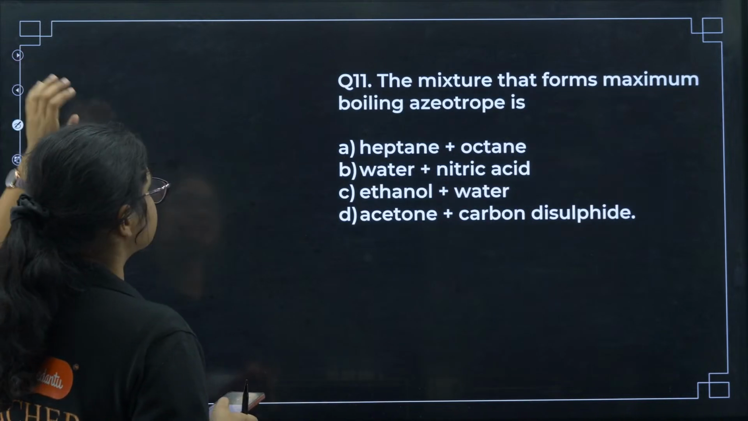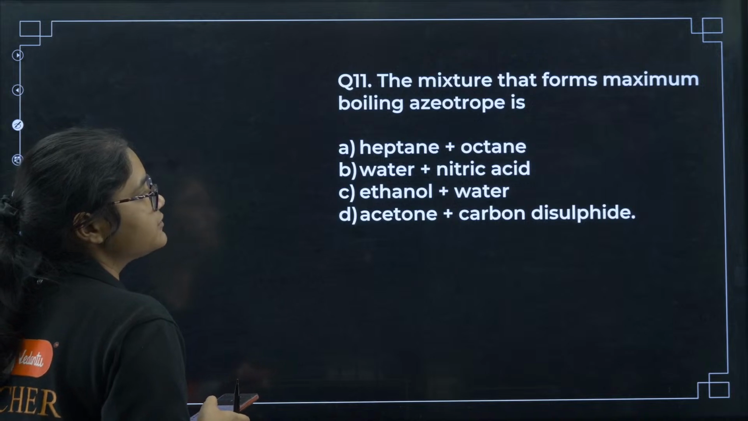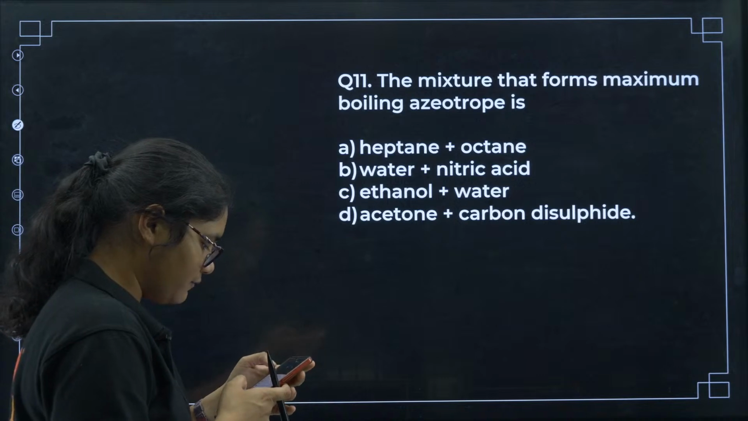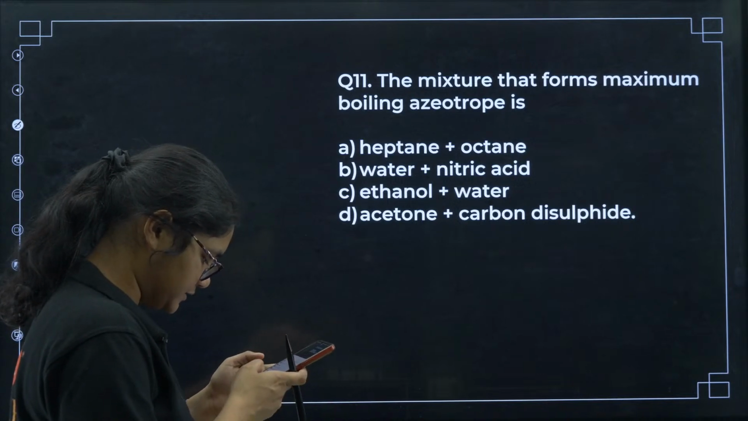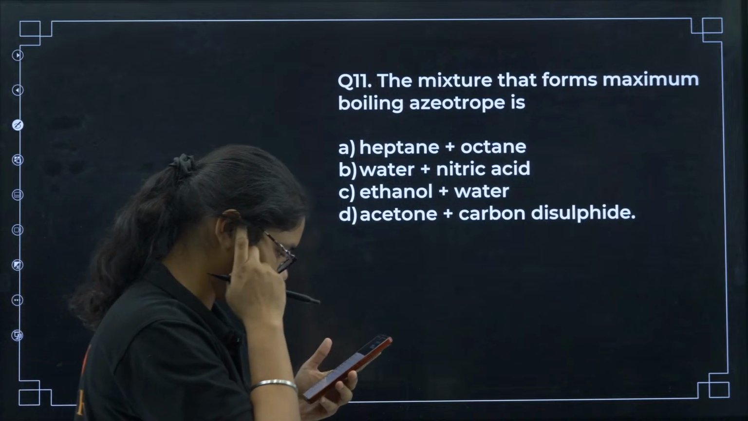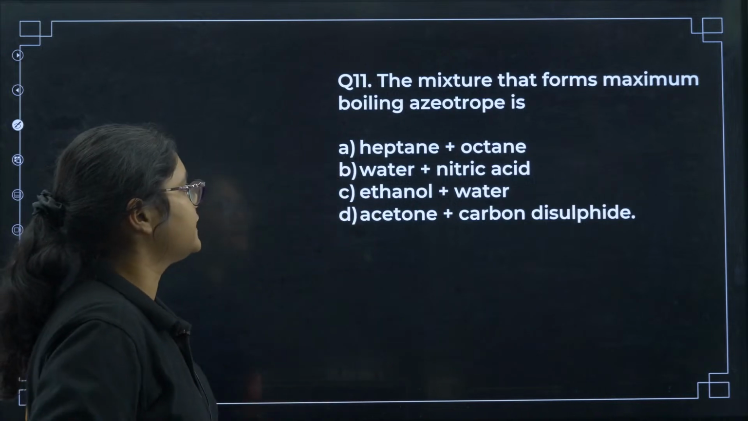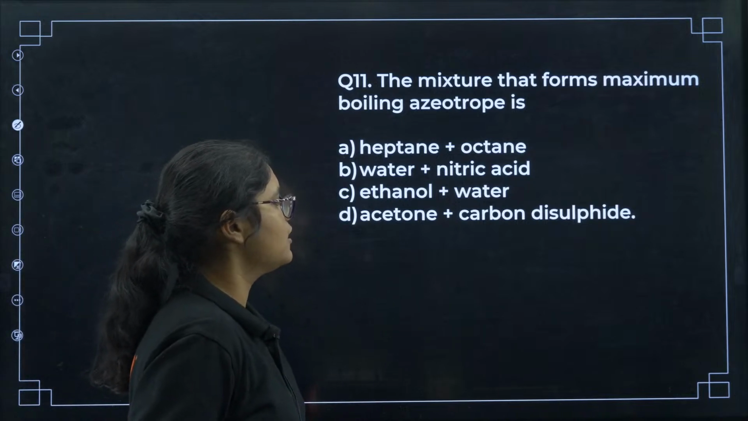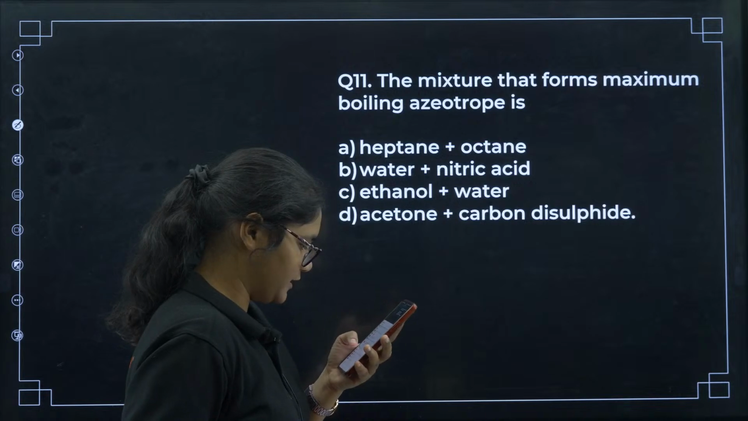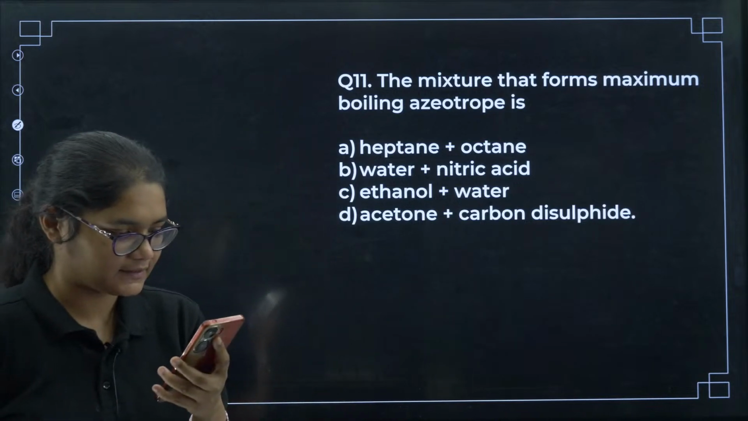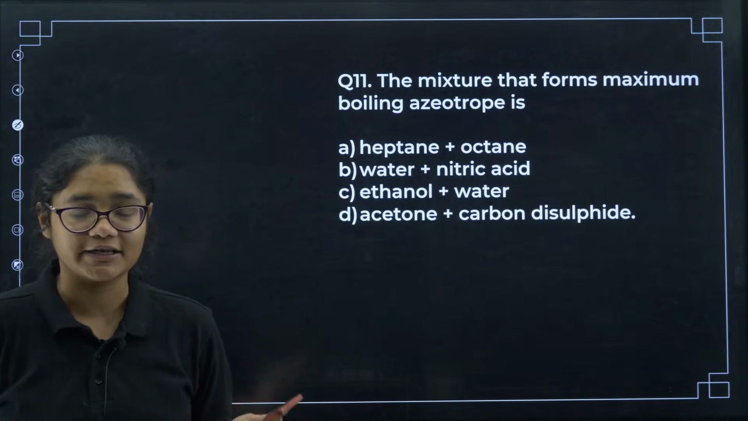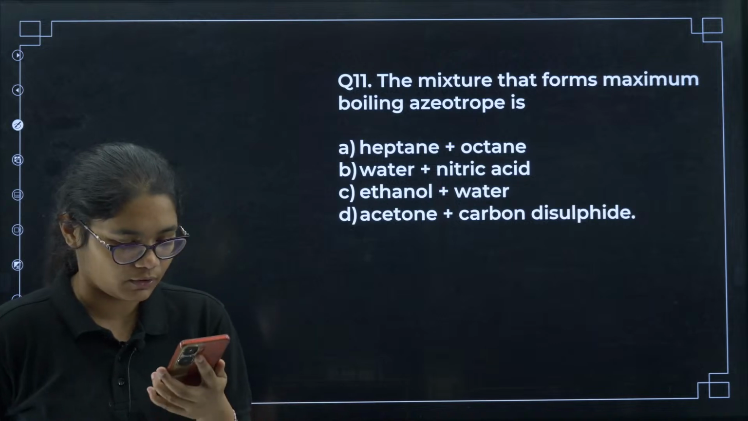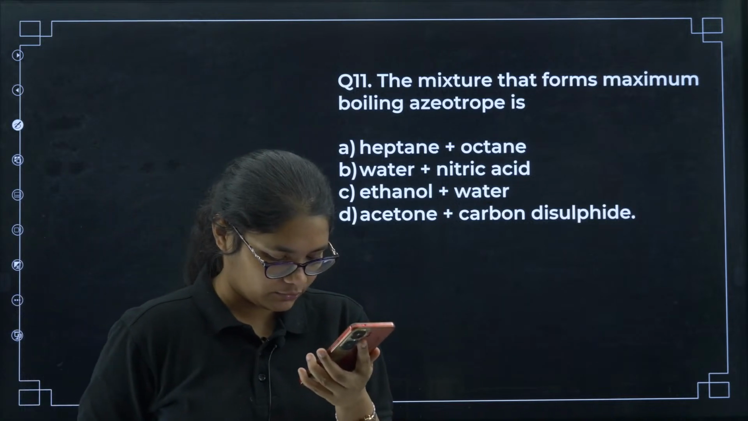Okay, next question number 11. The mixture that forms maximum boiling azeotrope. So which one will give you maximum boiling azeotrope? Very simple and easy, direct question. Is it heptane plus octane, water plus nitric acid, ethanol plus water, or acetone plus carbon disulfide? Students, answer quickly. These are very direct questions, and in the solutions chapter for MCQs you will find similar questions only.